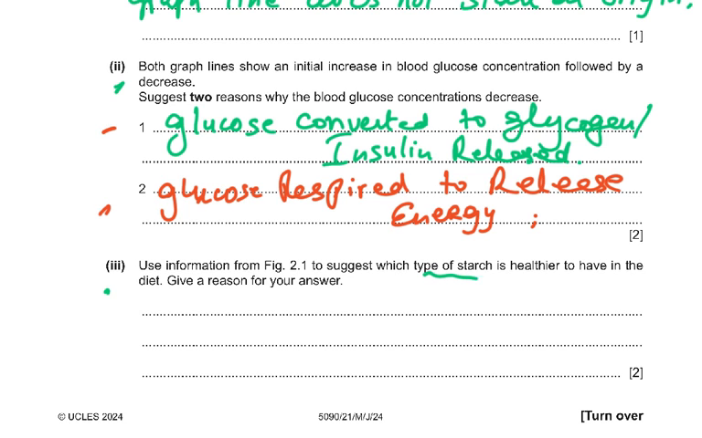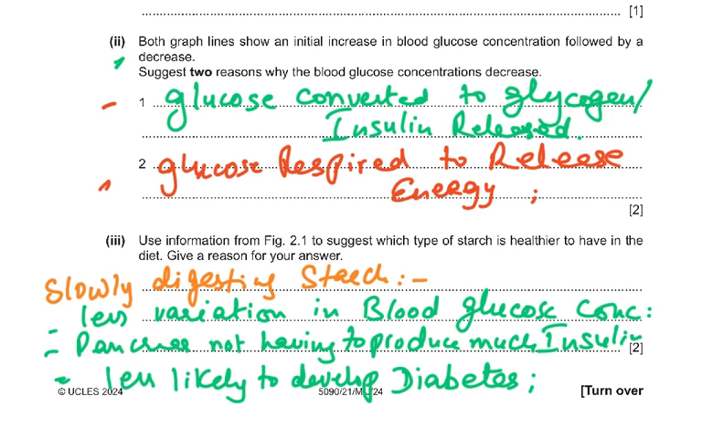Using the information, suggest which type of starch is healthier. So the slowly digesting starch is healthier, but that doesn't get you any mark if you don't give me a good enough explanation. Just writing slowly digesting starch is not going to get you any marks. Less variation in blood glucose concentration is going to get you a mark. Pancreas not having to produce so much insulin will get you a mark, and less likely to develop diabetes will get you a mark. So, slowly digesting starch, of course, you've given that as the heading. So, less variation in blood glucose, pancreas not having to produce much insulin, and less likely to develop diabetes.